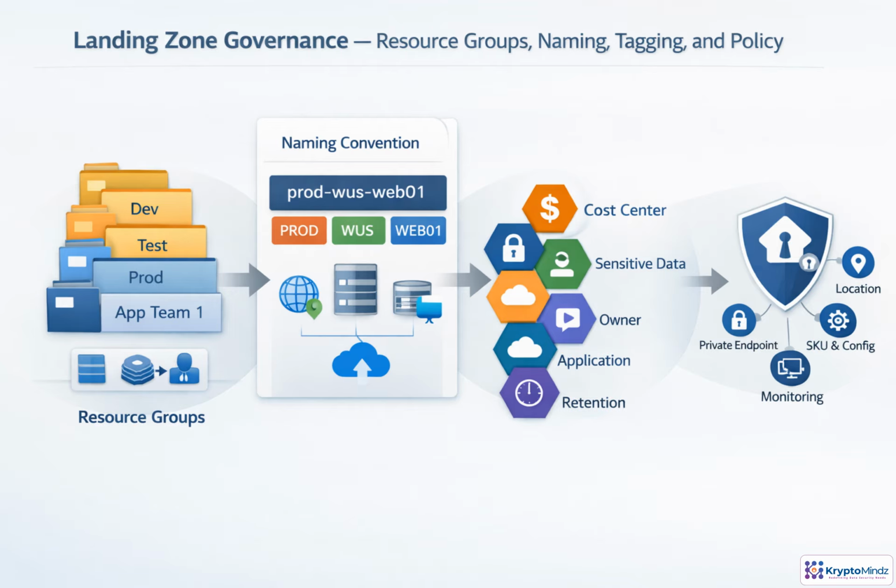Governance in your landing zone is about making good decisions repeatable. First, structure resource groups by lifecycle and ownership, so teams know what they can safely change or delete. Next, apply a consistent naming pattern, like RG-KYC-prod-wave-verifier-001, so you can read environment, region, and purpose at a glance. Then tag everything with cost center, data classification, owner, application, environment, and retention. Finally, enforce these conventions with Azure Policy to lock in locations, SKUs, diagnostics, and private connectivity.